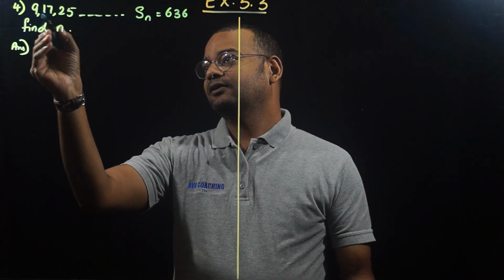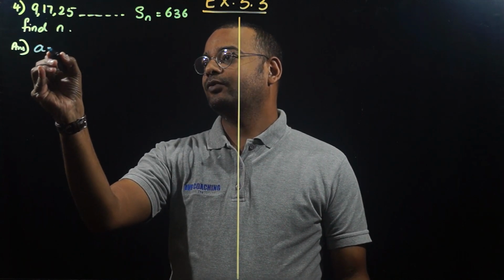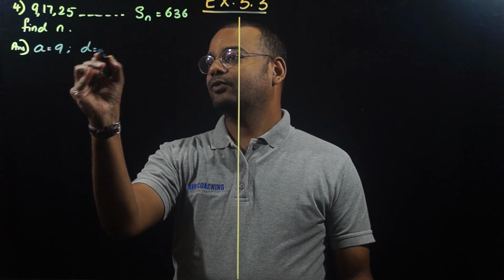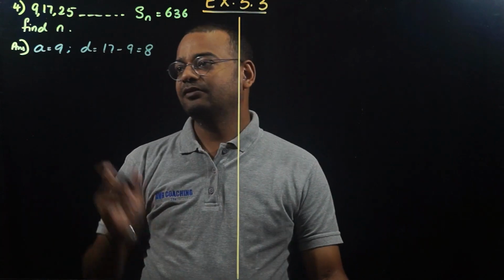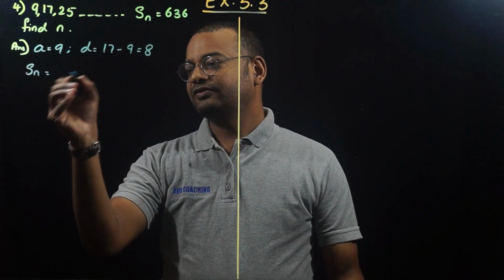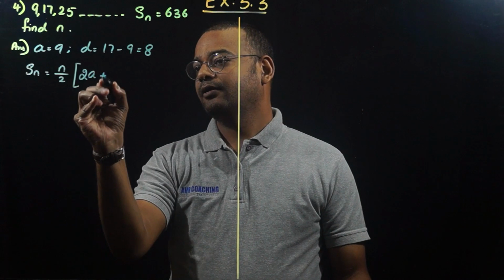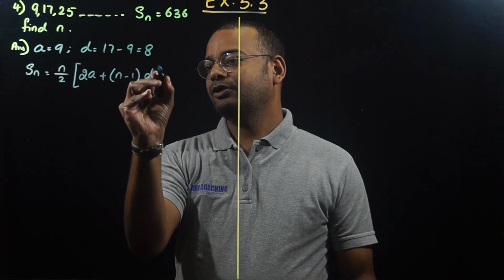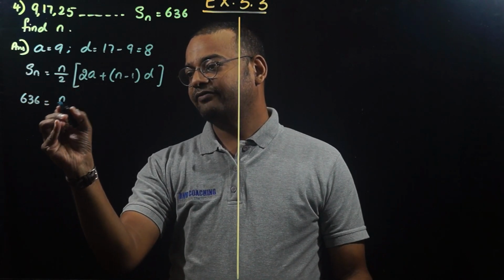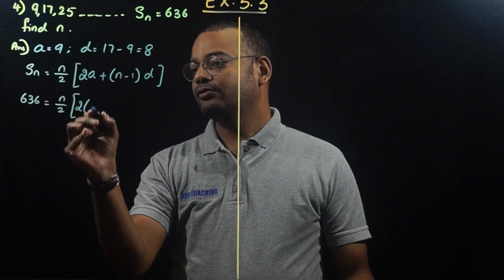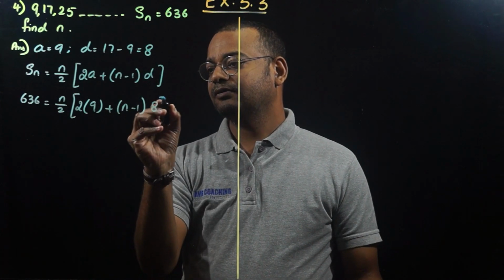So the given series is 9, 17, 25. From the given series we have a equal to 9, d equal to 17 minus 9, which is equal to 8. So we'll directly use the Sn formula, that is n by 2 into 2a plus (n minus 1) into d. The Sn value is 636, the n value we don't have. 2 into a value, which is 9, plus (n minus 1) into d value, which is 8.